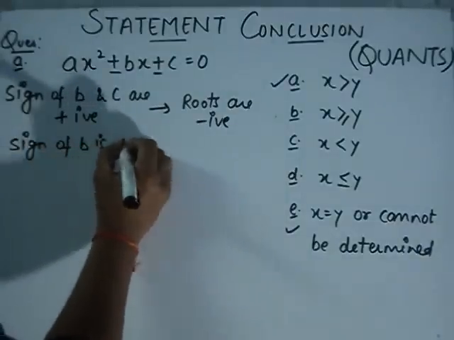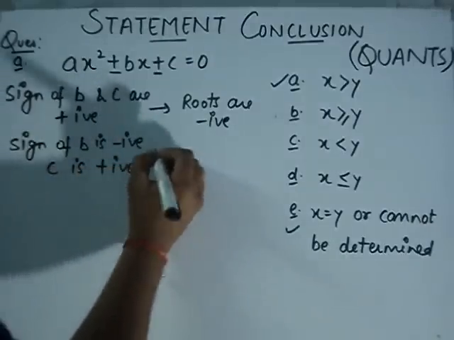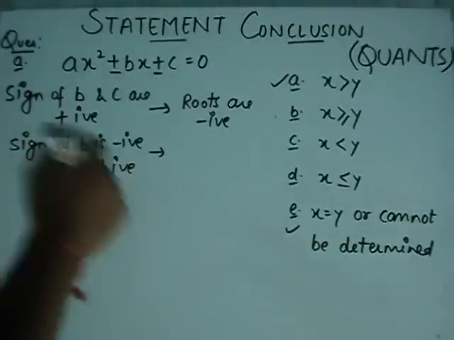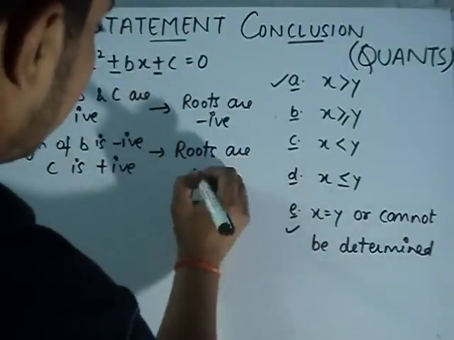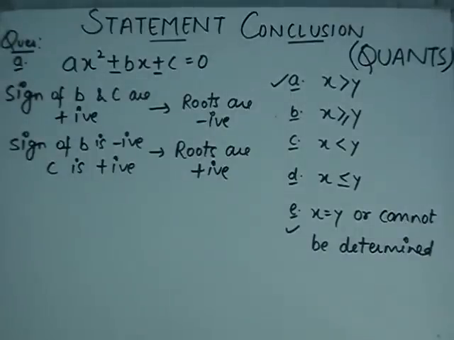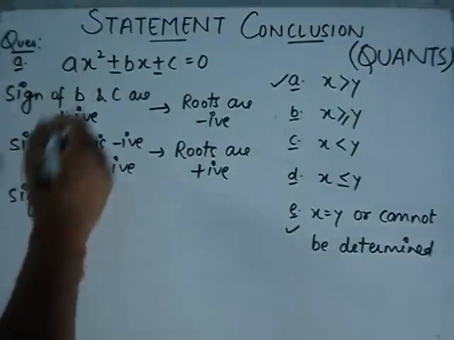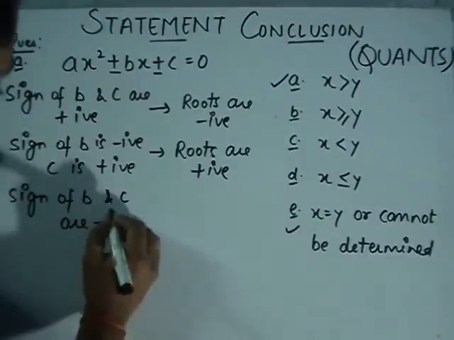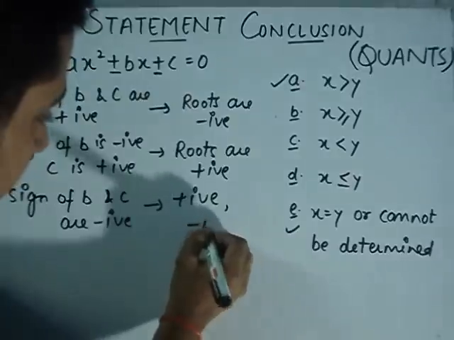But when the sign of b is negative and the sign of c is positive, then in that case both the roots are positive. But when the signs of b and c are both negative, then in that case one root would be positive and the other would be negative.